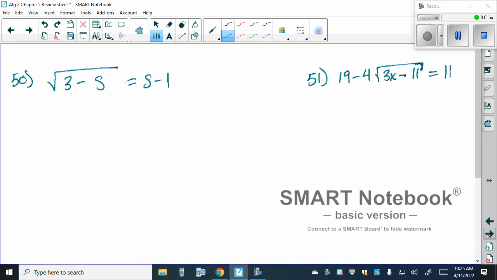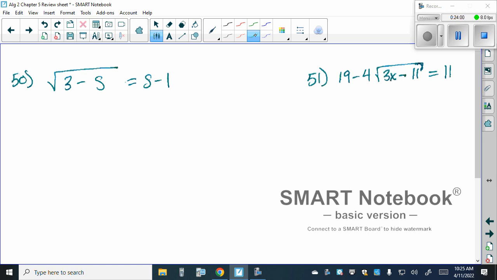Questions on 50 or 51? 50 is a little different because we do have a variable on the outside. This is going to be one where you will need to check our solutions. So first step is to get the radical by itself. Is it by itself? Okay.